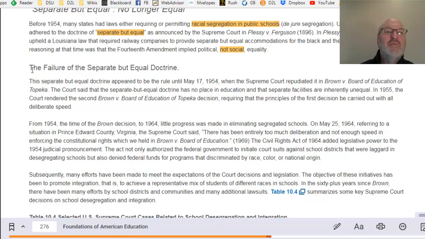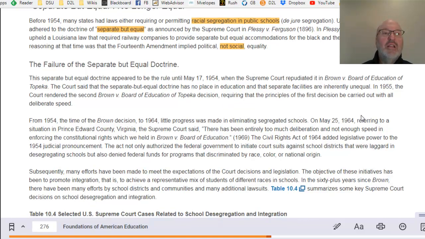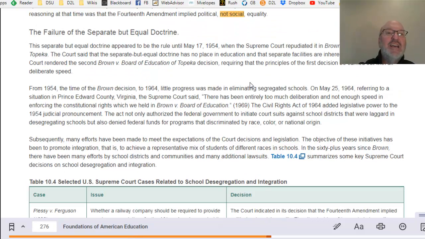And then we had the failure of it in 54. The little girl, I want to say Melissa Brown, I can't remember her first name, versus the Board of Education in Topeka. And of course the Court said the separate but equal doctrine has no place in education, and the separate facility is inherently unequal. So in 55, the court rendered the second Brown, requiring the principles of the first decision to be carried out with deliberate speed. And so listen to this. From 54, the time of Brown, to 64, little progress was made in eliminating these segregated schools. Okay, 10 years.